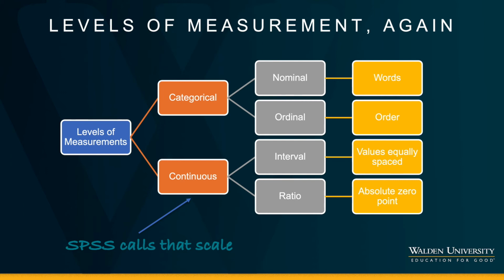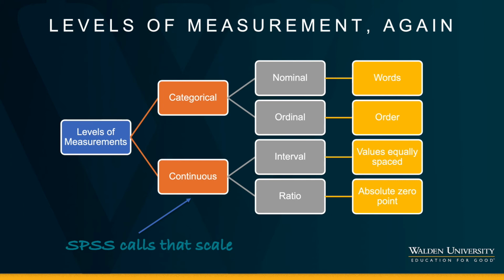A ratio variable has that absolute 0 point and no negative numbers. Age is a good example for a ratio variable because we know what 0 means. That's a newborn. We do not have negative ages, right? But every year is exactly 1 year after the last year and exactly 1 year before the next.